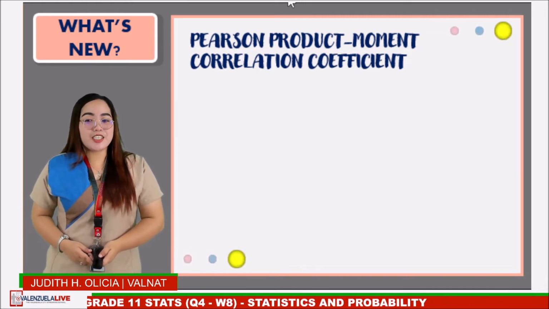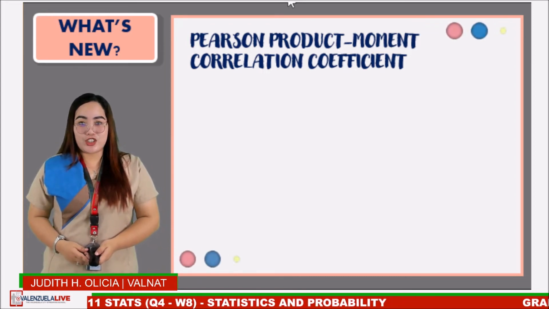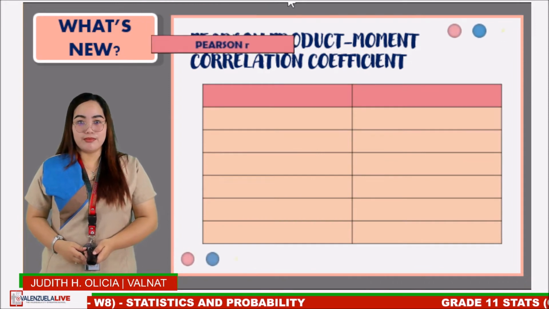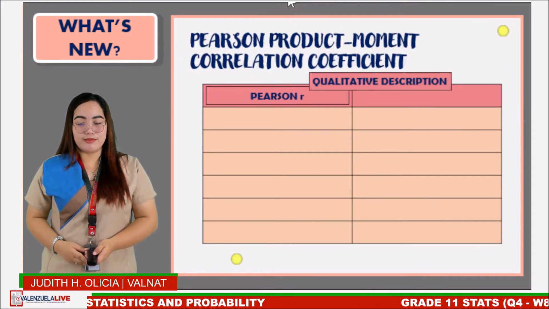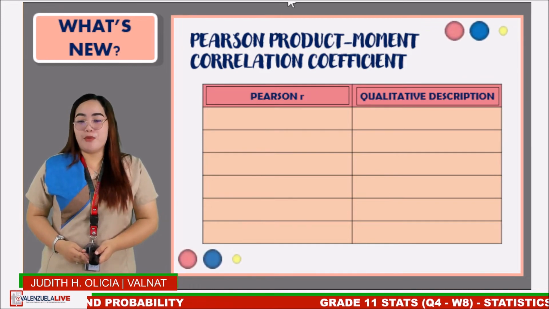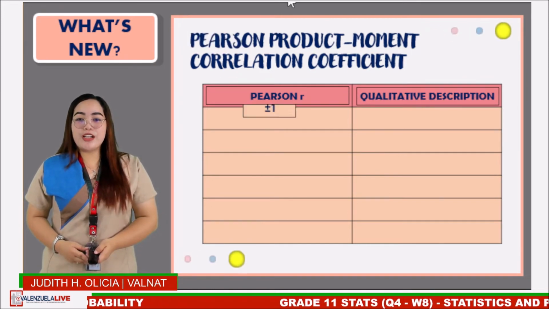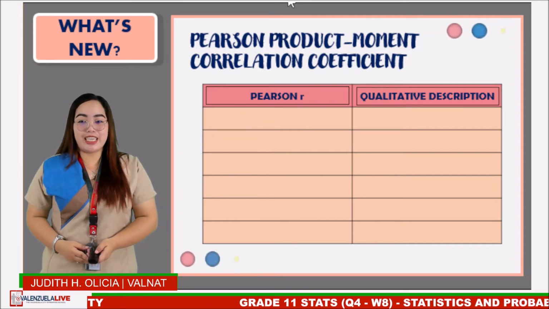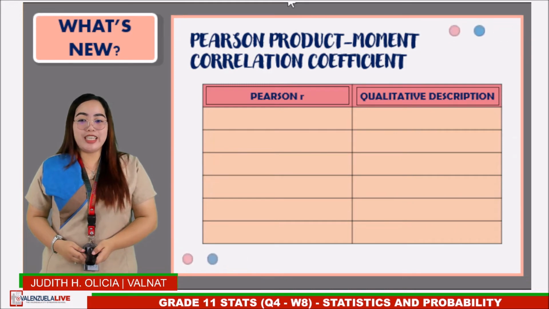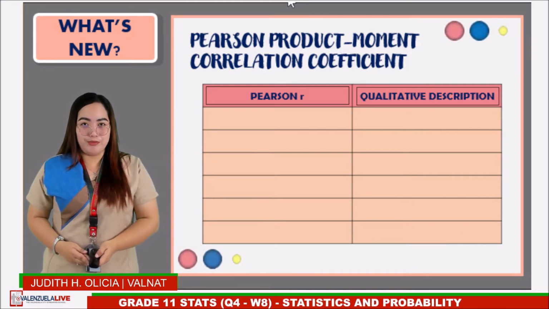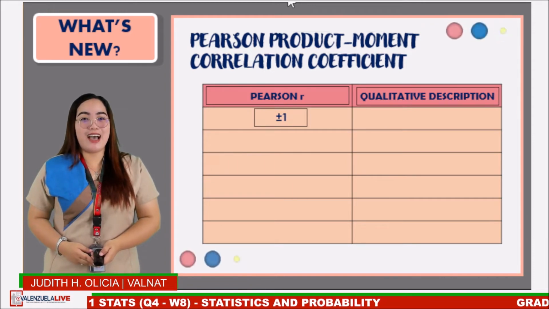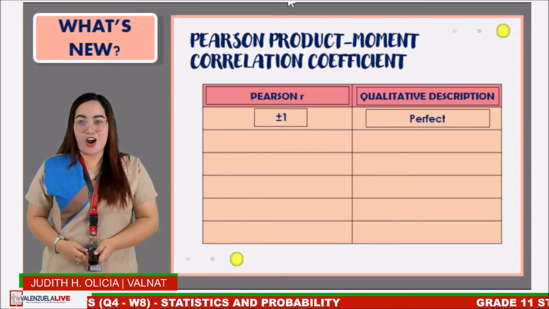Next is the Pearson product moment correlation coefficient. Looking at the left column of the table, it shows all the possible answers that we can get by using the Pearson r formula, along with its qualitative description in the right column. For positive and negative 1, it has a perfect correlation.